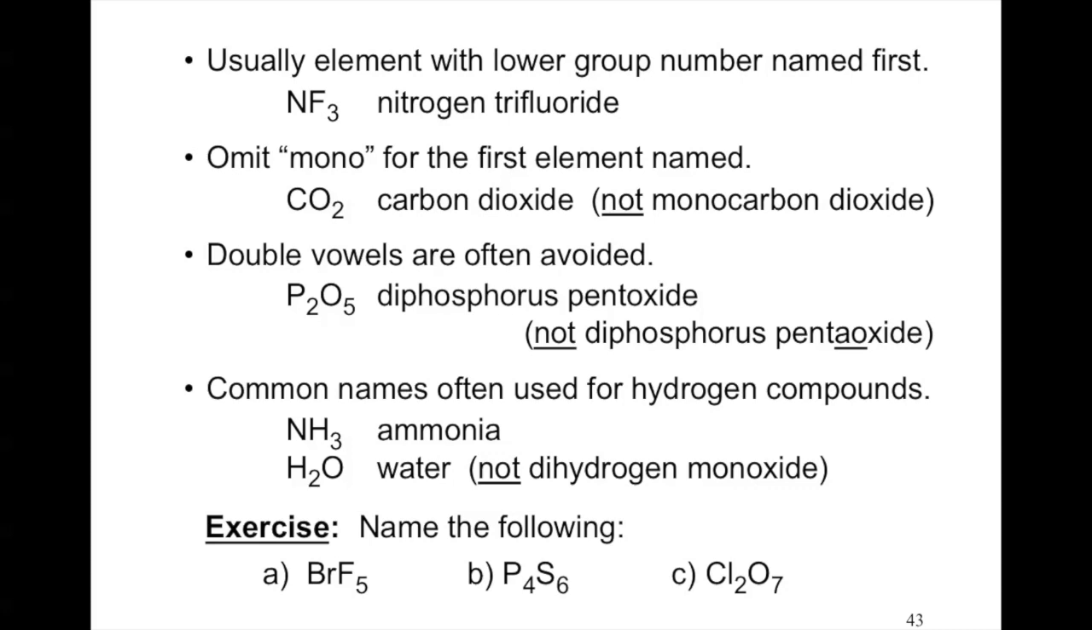All right, so for the first one, verify first of all that all of these are molecular, right? So bromine and fluorine are both nonmetals. So are phosphorus and sulfur, chlorine and oxygen. So we would name them in the following way: bromine pentafluoride, tetraphosphorus hexasulfide, and the last one is dichlorine heptoxide.